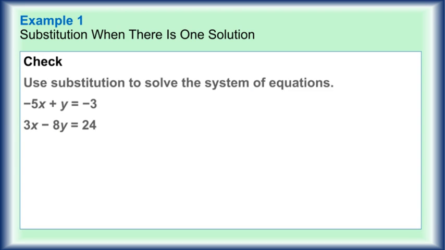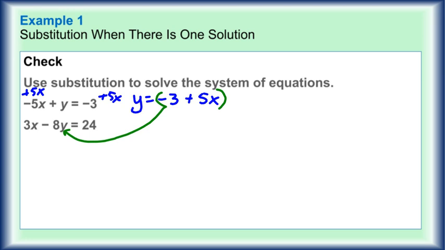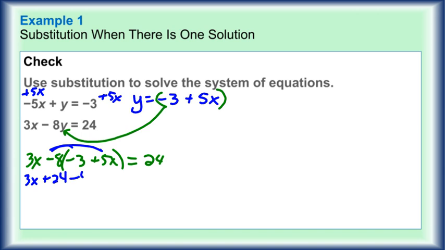Next example, use substitution to solve this system of equations. Here I'm going to solve for y in the top one, so I'm going to add 5x to both sides. And now I have y equals negative 3 plus 5x. This is what y equals, so I'm going to substitute that in for y down here. So I have 3x minus 8 times negative 3 plus 5x equaling 24. I'm going to distribute negative 8 to get rid of my parentheses. So I have 3x plus 24 minus 40x equaling 24.